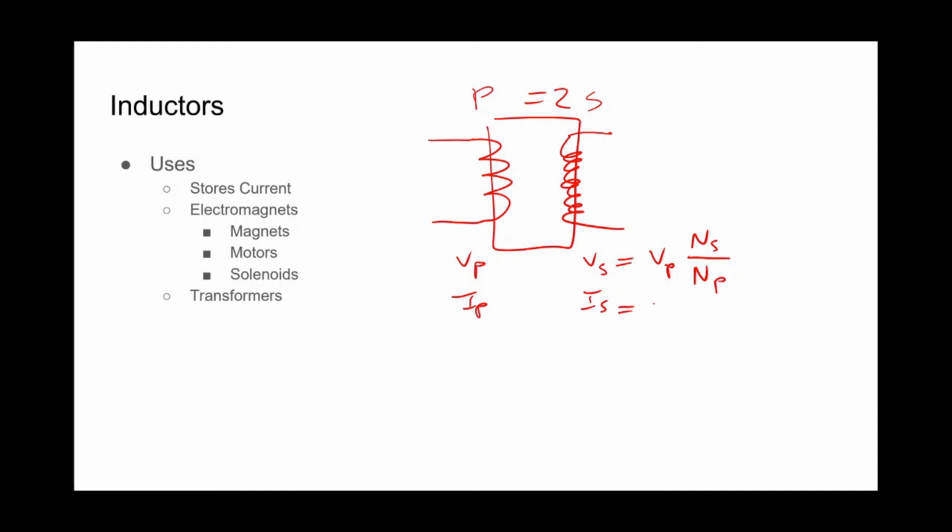And current is the opposite, so it equals the current at the primary times the number of turns of the primary divided by the number of turns on the secondary. So very, very useful. This is only useful, though, if you're working with alternating current, or AC voltage.